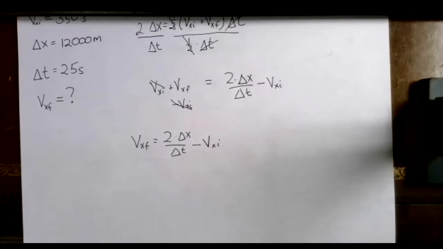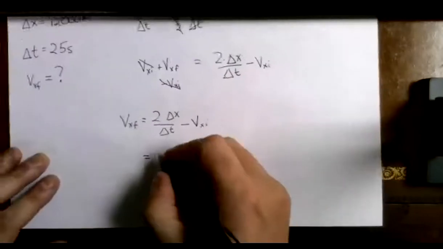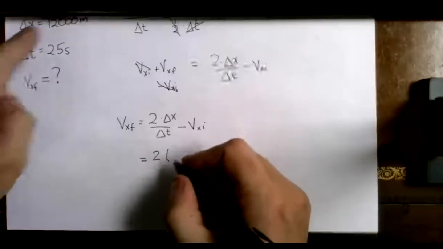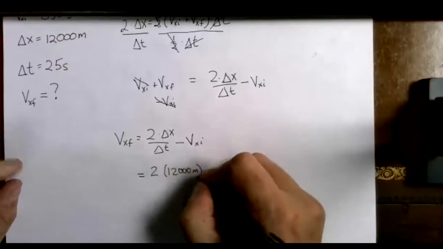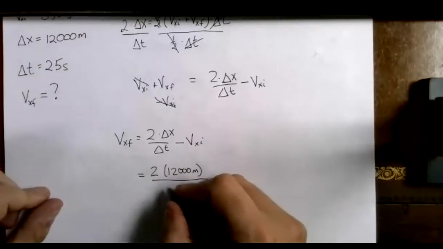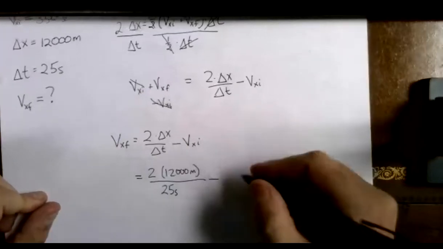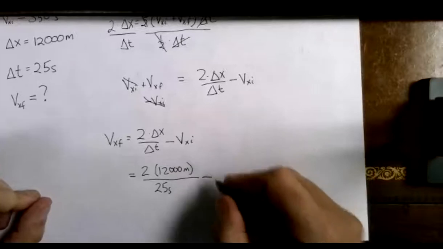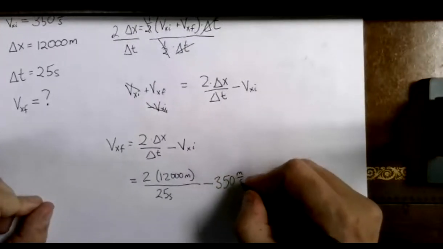Okay. So next we just need to plug our numbers in, right? We're almost done here. 2 times our delta x, which was 12,000 meters, divided by our time, which is 25 seconds. And then we'll need to subtract our initial velocity, which was 350 meters per second.